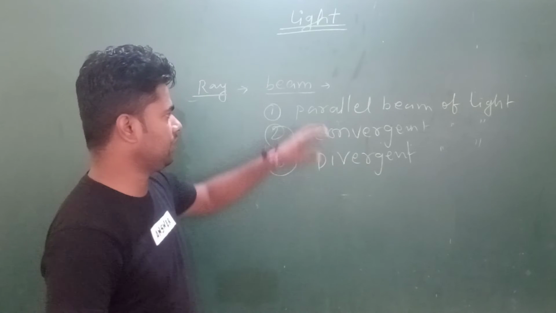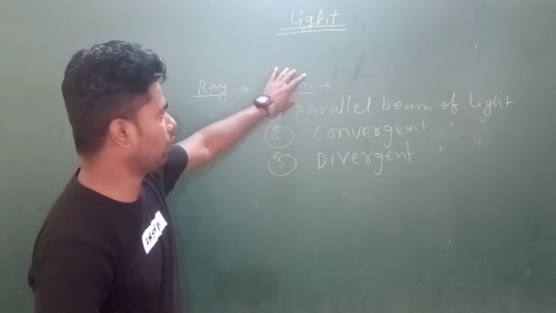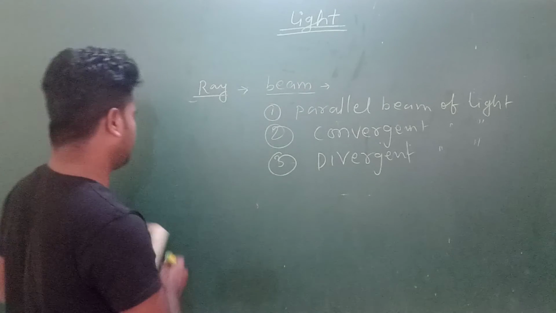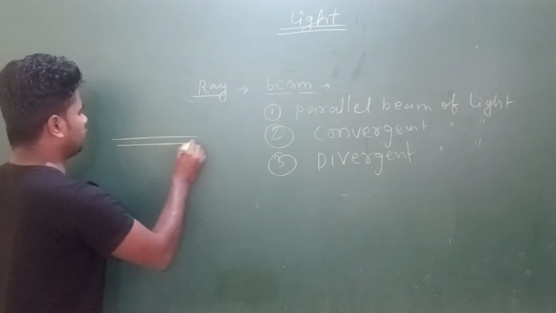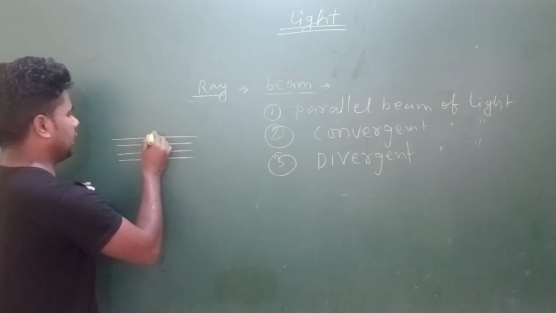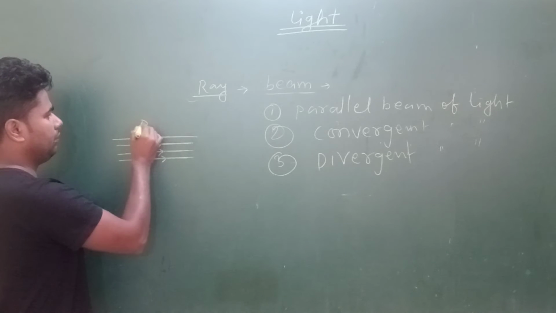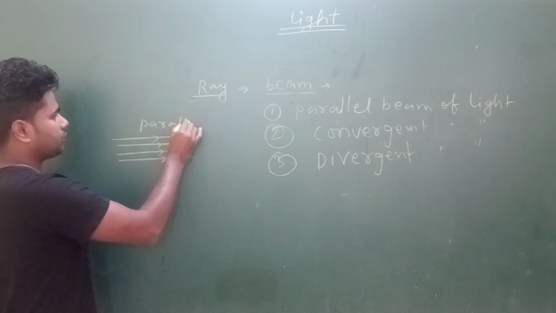Parallel beam of light means when the rays of the beam are parallel to each other. When the rays of the beam are parallel to each other, then we can say that the kind of beam is known as parallel.